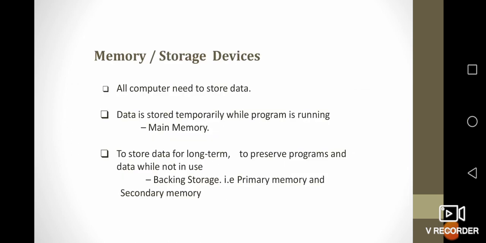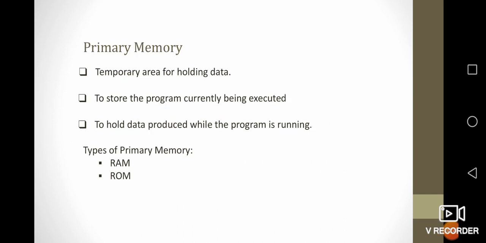Next is a memory or storage device. It is mainly used for storing the data. There are two types of memory. One is a temporary memory, that is the main memory. Whenever the data is getting executed, it gets stored, but it will not be there for a long time. For a long time we use a backing storage, that is the primary memory or the secondary memory. It preserves the programs or data for a longer span of time.